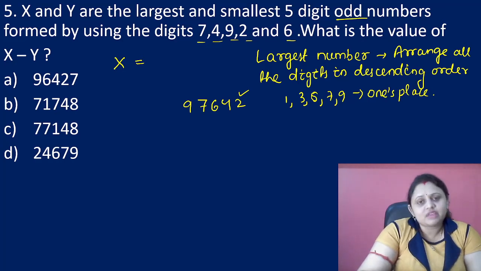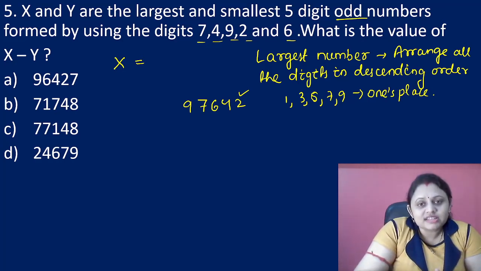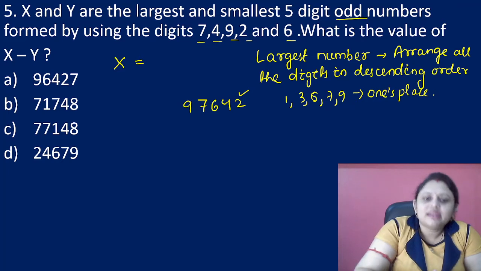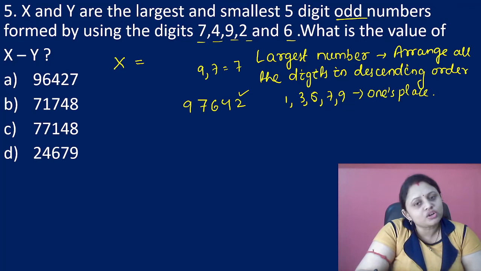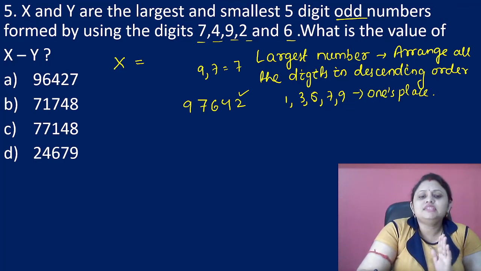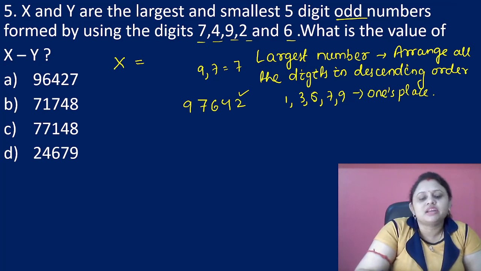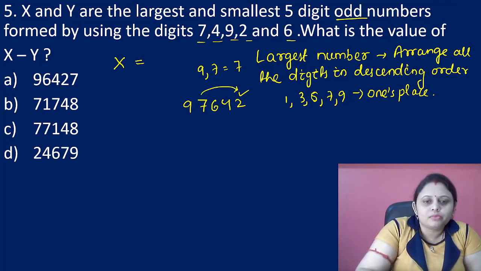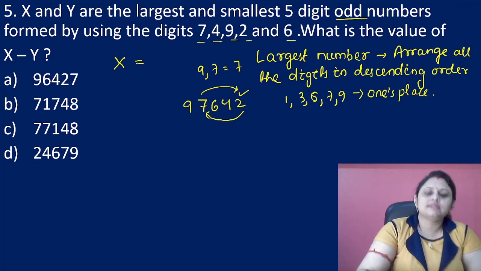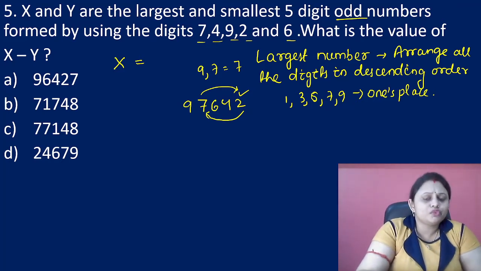Between 9 and 7, which is the smallest odd number? Smallest odd number is 7. So we just have to interchange the position of 7 and 2. Okay, we have to just interchange the position of 7 and 2. Got it?